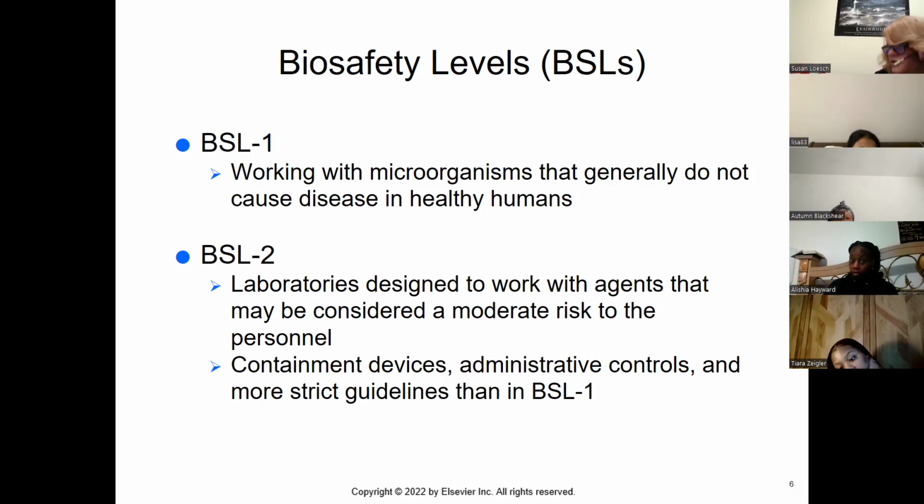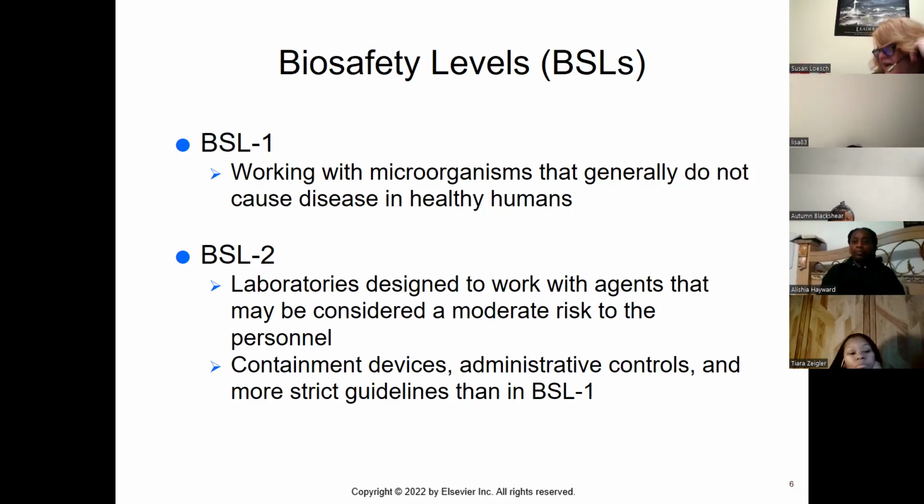Then we have biosafety level two. This category is considered moderate risk. So immunization to HBV is recommended by OSHA for personnel at high risk for exposure. Of course, we're talking about blood or blood products. In addition to the procedures that we use in BSL-1, lab personnel would also receive additional training in how to handle these pathogens. Examples of level 2 are Salmonella, S. aureus, HIV, hepatitis A, B, and C, Streptococcus pyogenes, Klebsiella, measles, and mumps.